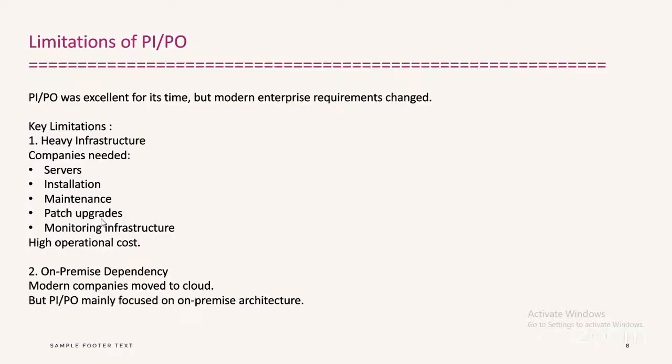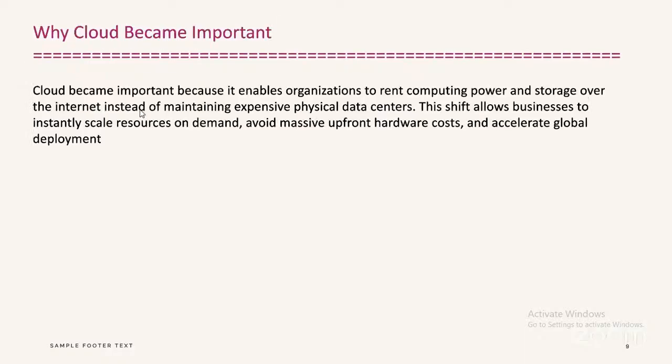Okay, that is one of the key reasons I would say. The second is on-premise dependency. Nowadays modern companies are moving to the cloud, but PI/PO only focused on on-premise architecture. So these are the key limitations I would say in PI/PO. That is the reason SAP also moved to cloud integration.